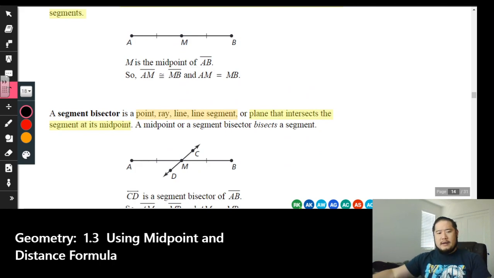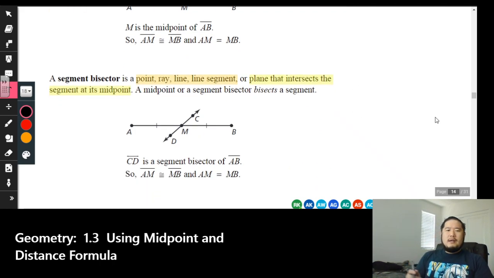We go down right here, we'll take a look at a segment bisector. Now, a segment bisector could be the following: a point, a ray, a line segment, or a plane that intersects the segment at its midpoint. So I could have, for example, this line right here. If I say that this pen right here is my line, and the marker could be a segment bisector. It could go diagonally, vertically, any which way. As long as it's going through the center of the line, then it would be considered a segment bisector. It could be a ray, so if I set it up like this, that would be considered a ray.